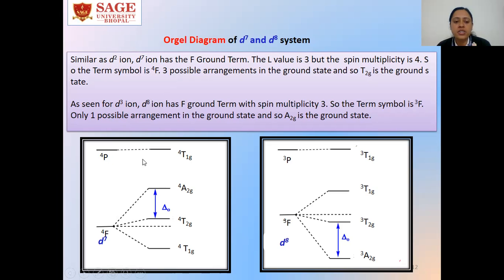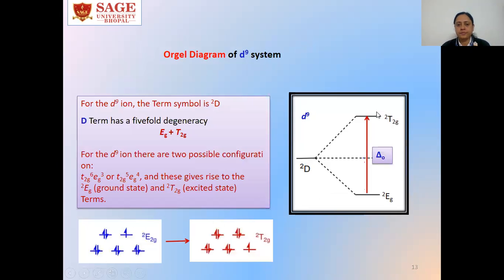Now we can see in the case of the D7 system, where the term symbol is 4F, 3 possible arrangements in the ground state are possible. So if we draw the D7 system, we will see 3 possible arrangements in the ground state. So in this case, T2G is the ground state. But if we go to the D8 case, with ground term spin multiplicity 3, the term symbol is 3F, only one possible arrangement in the ground state, and so A2G will be the ground state in case of the D8 system.